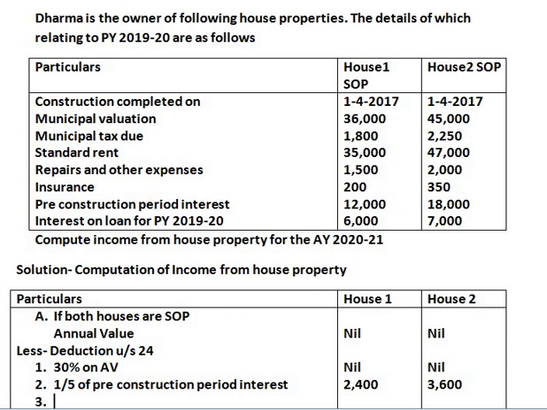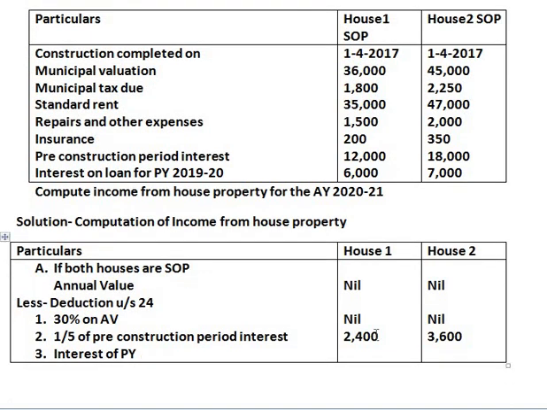And the third deduction is interest of previous year. What is the interest of previous year? It is interest on loan for the previous year 2019-20. For house 1 it is 6,000, house 2 it is 7,000. Therefore 6,000 for house 1 and 7,000 for house 2.